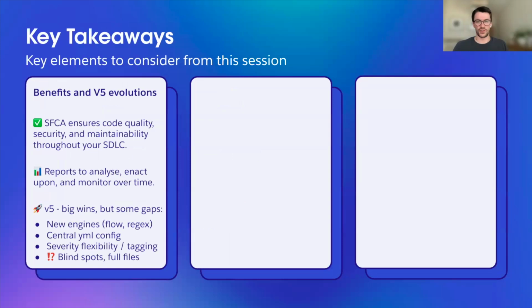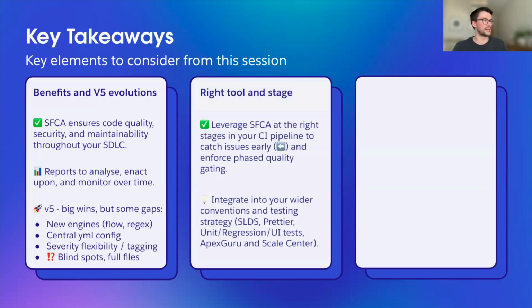The first one is around version 5 evolutions in Code Analyzer. We're ensuring code quality and maintainability throughout the life cycle. So it's not meant to just be a one click and done capability. We want to instill it into multiple areas. You get those really nice reports to analyze and monitor the trends over time. We get some big wins in version 5. So you've got the new engines like regex and flow. You get the central YAML file where you can do things like overriding severities and tagging, but you still have some blind spots with JavaScript in Visualforce and running on full files. So just something to consider.